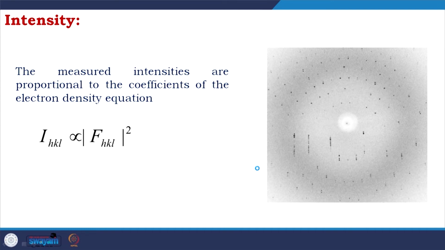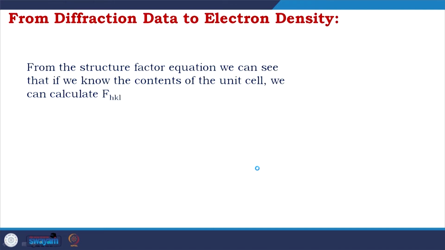As we talked about, the measured intensities are proportional to the coefficient of the electron density equation. So, from the structure factor equation we can see that if we know the contents of the unit cell, we can calculate FHKL.